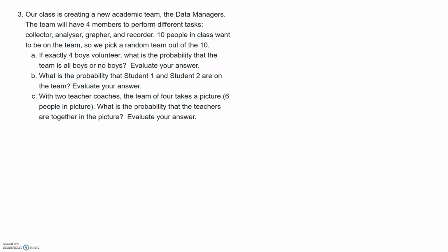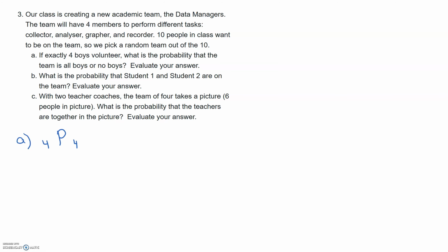Okay, so if we're doing exactly 4 boys to volunteer, that means that we're picking 4 out of 4. Now you have to realize if this is permutations or combinations. Since there are specific roles in this academic team, the order does matter. Because if I pick the first boy and I want him to be a collector, it should matter if he's a collector, an analyzer, grapher, or recorder. The role absolutely matters. So that's why we're going to do 4 pick 4. There's really only one way that you can put all boys. So if it's all boys, it's 4 pick 4.